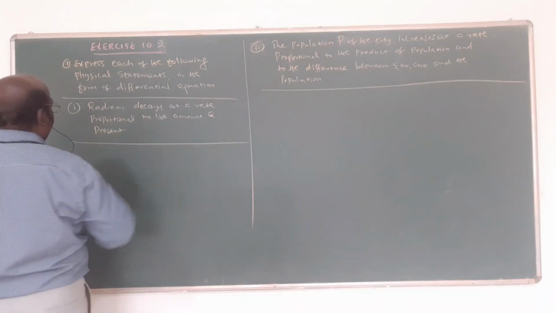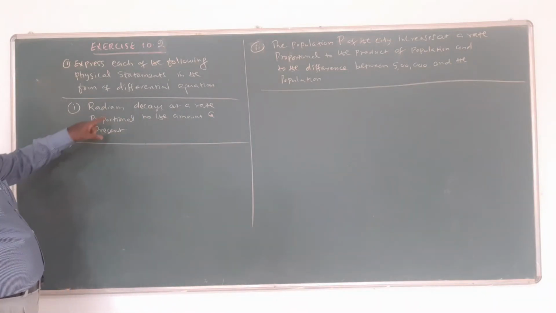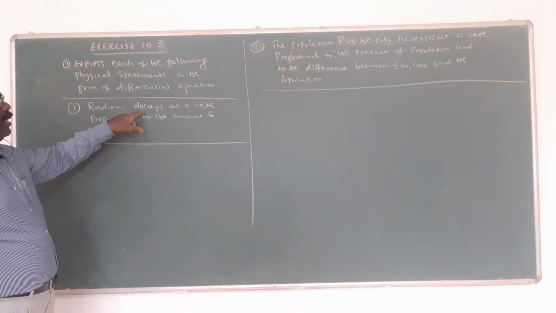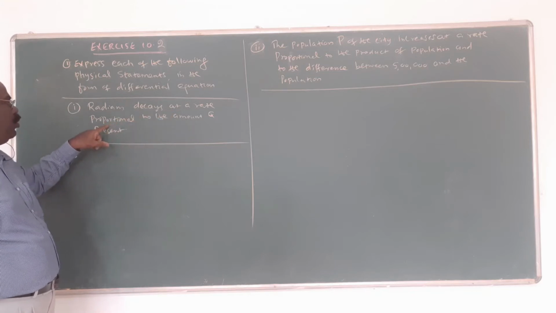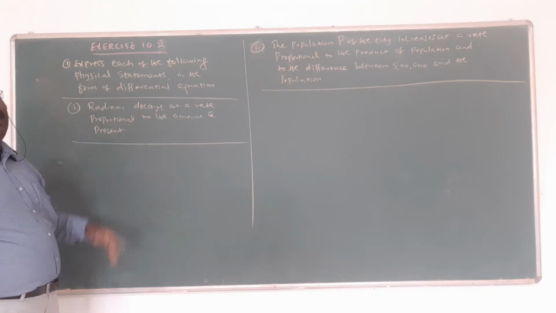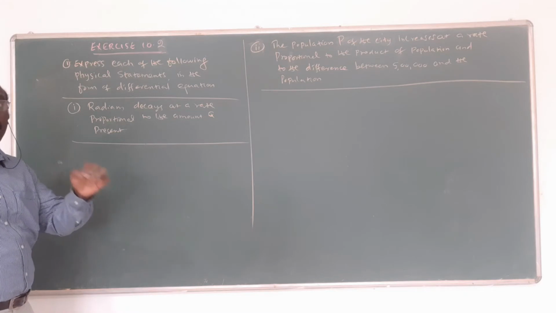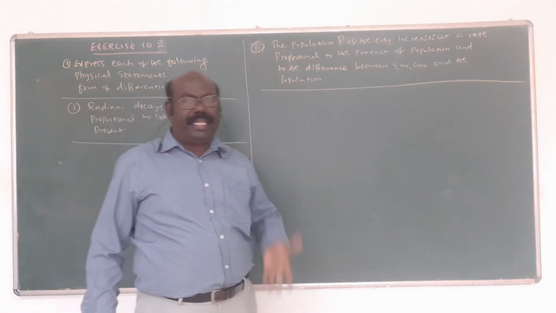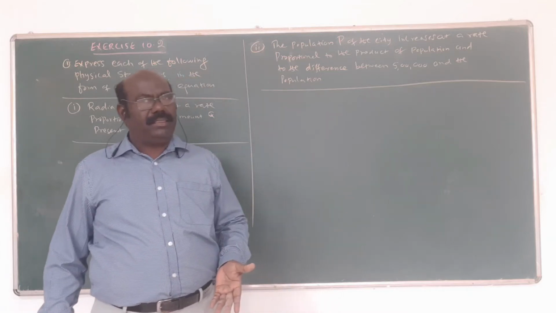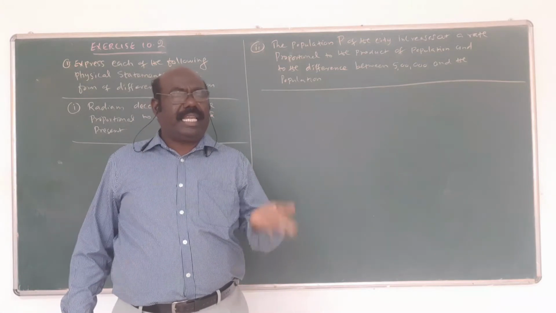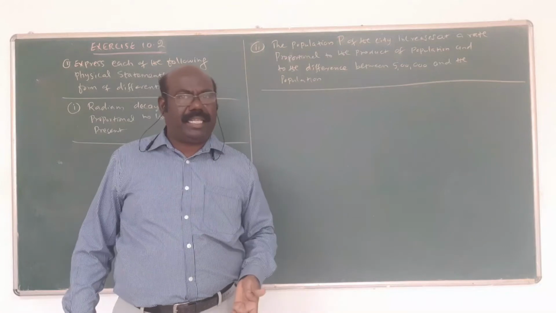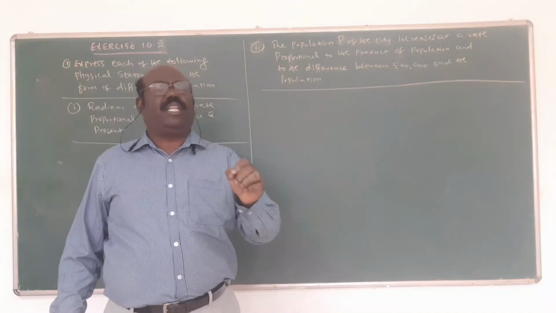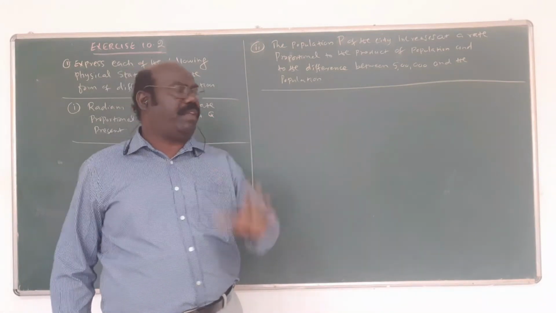I mean, this is basic. The first one is radium, because with respect to time t always, the rate of population is dP by dt. Am I correct? The x is increasing at the rate of dx by dt. Rate means differentiation with respect to time, which is very important.